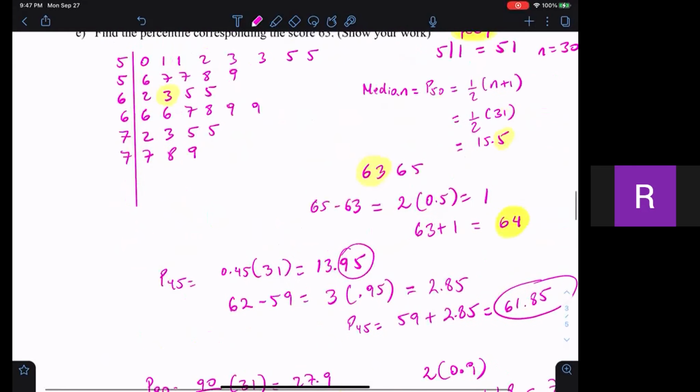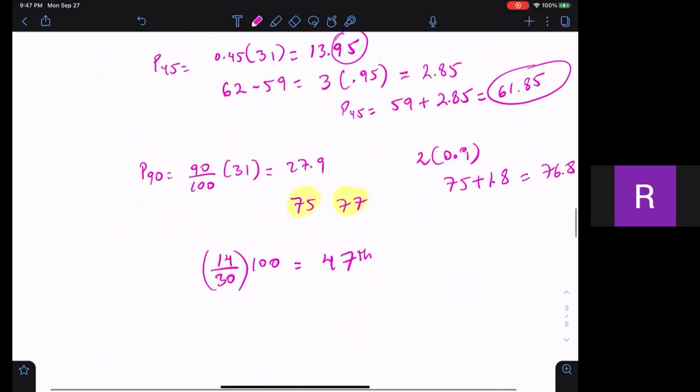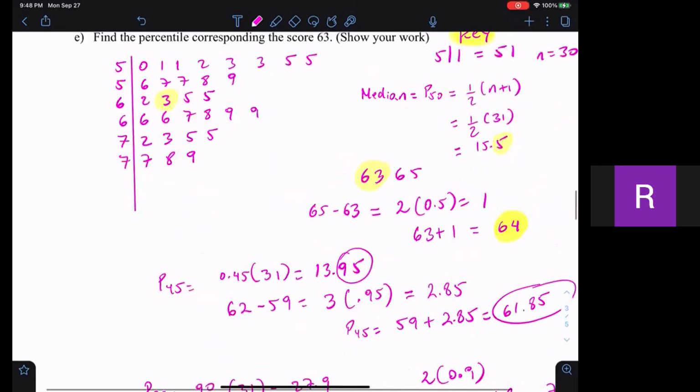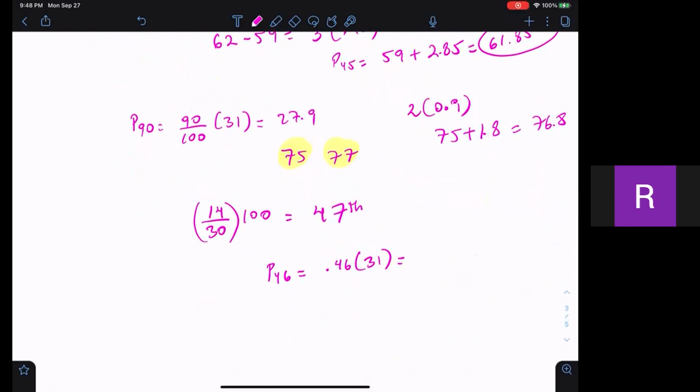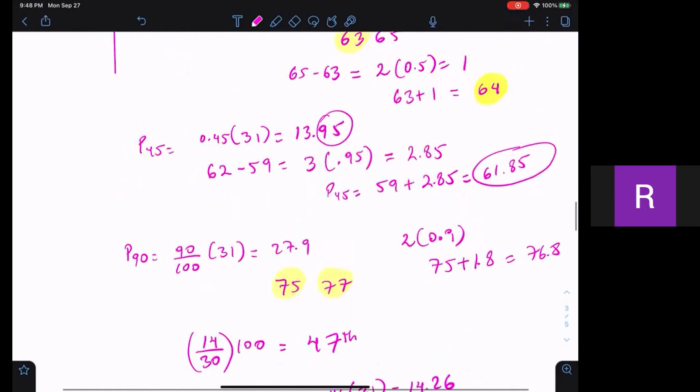Is there a way to show that this is true? Well, you can do the same thing. If this is P47, or you can say P46 if you want, it's up to you, then you can find this number. So this is going to be 0.46 times 31, and that should give you the number that we found, which is 63. So 0.46 times 31, you should get 14.26.